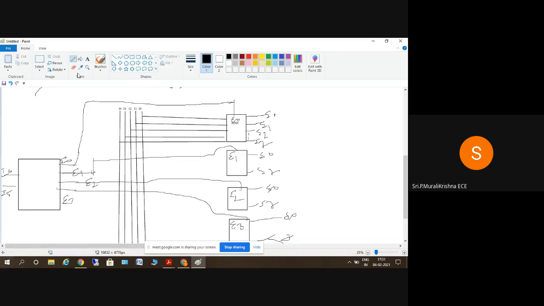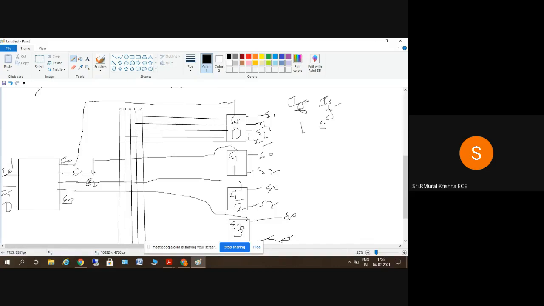For example, if the values of I5 and I6 are equal to 1 0, which ROM will be selected? This is the first one, and I'll name them 0, 1, 2 and 3. So which one is selected when it is 1 0? When I put the values of I6 I5 as 1 0.